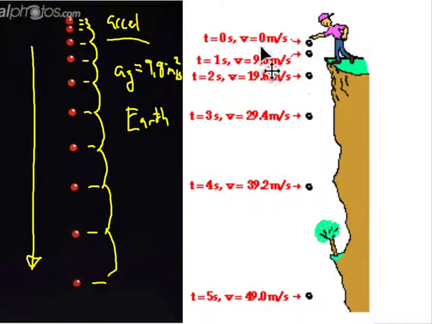So if we drop a rock at 0, it has 0 meters per second. After 1 second, 9.8. 2 seconds, 19.6. 3 seconds, 4 seconds, and faster still. I think you get the idea. It's accelerating. It's going faster and faster and faster as it falls because gravity is always pulling it down more and more and more and more.